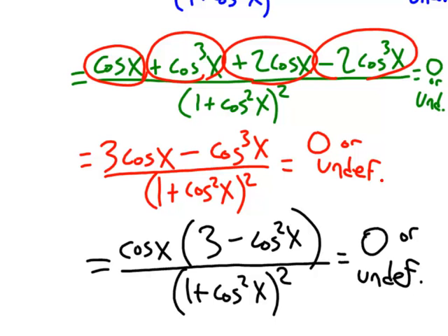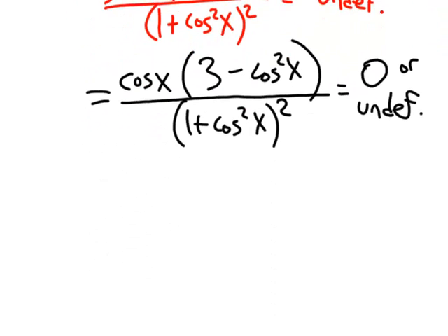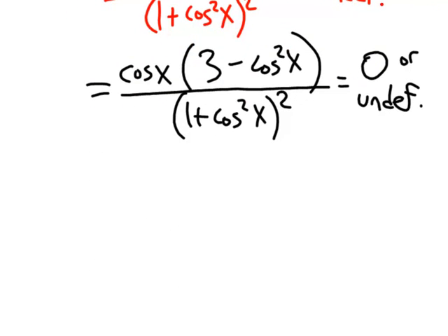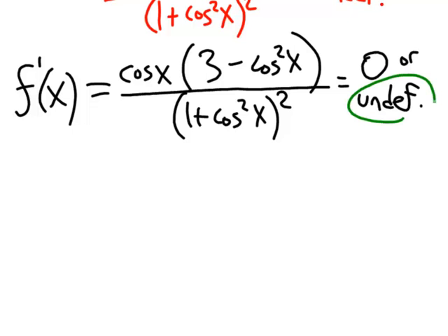Okay, pause, take a breath if you need to. Our next step is to say, okay, what exactly are our critical numbers? What's going to make this derivative, and I'll put the reminder there that this is f prime of x, equal to 0 or undefined? Well, let's take a look at the denominator. If this function is to be undefined, then that means that the denominator has to be 0, right? Notice that the denominator can't possibly be 0.